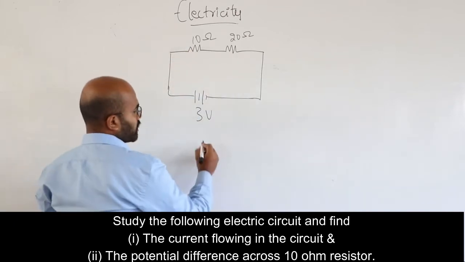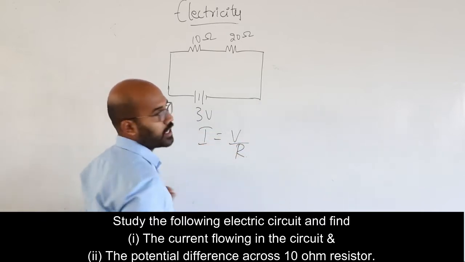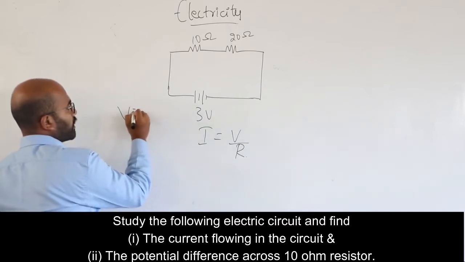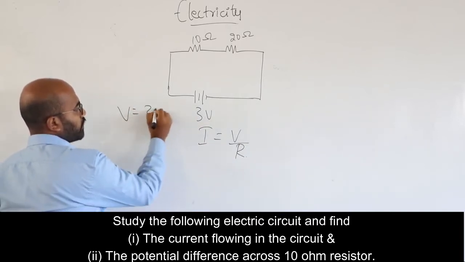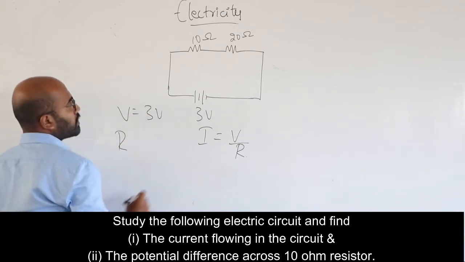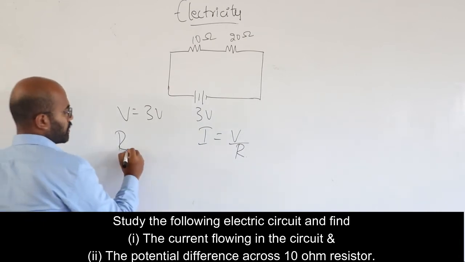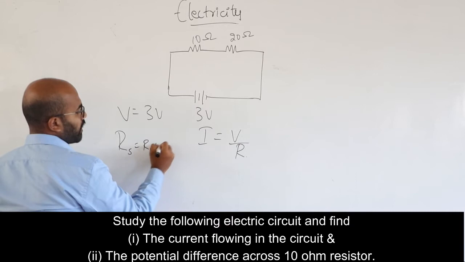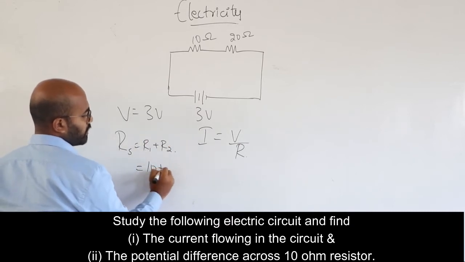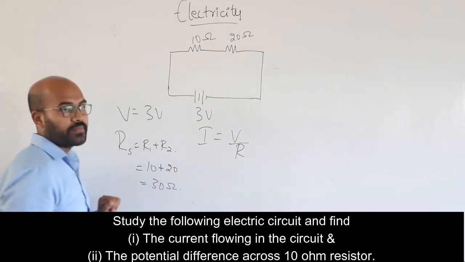We know the equation for current, that is I is equal to V by R. So what is the value of V? So V, that is potential difference, they have given as 3 volts. So R. In this case, it is a series circuit. So that is Rs, so R1 plus R2. What is the value of R1? 10. R2 is 20. So it is 30 ohm.